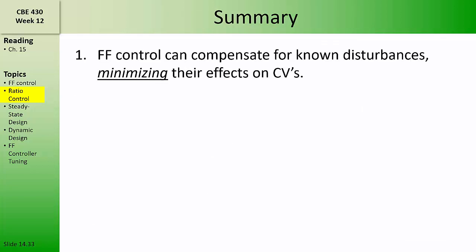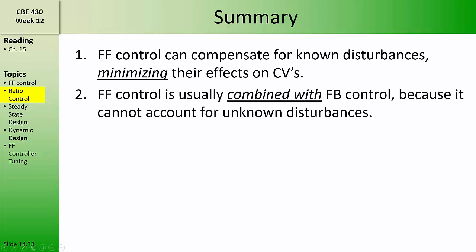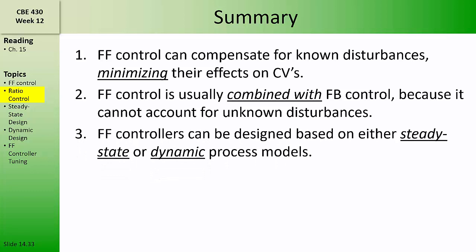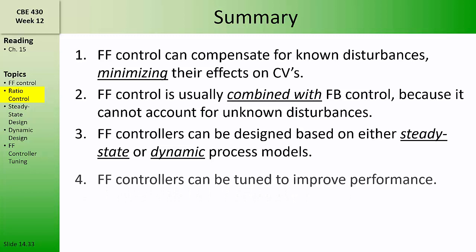Summarizing what we talked about from Chapter 15, feed-forward control can compensate for known disturbances, minimizing their effects on controlled variables. Feed-forward control is usually combined with feedback control, and this combination can be achieved in various ways. The reason we combine feed-forward control with feedback control is because feed-forward control cannot by itself account for unknown disturbances. Feed-forward controllers can be designed based on either steady-state or dynamic process models.